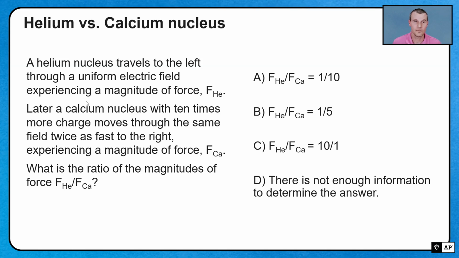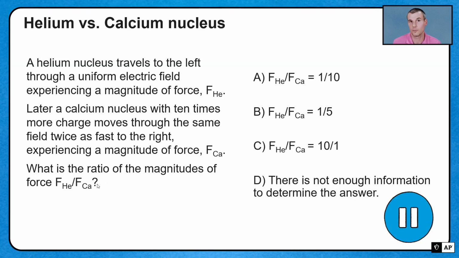So for helium, it travels to the left, experiences a force which we're going to call force Fe. A calcium nucleus that has 10 times more charge moves through the same field twice as fast to the right. So this one is going left, and that one is going right. It experiences a magnitude of FCa, being the force on calcium. So what's the ratio of the magnitudes of the force? Give this one a ponder. And let's give this thing the answer.